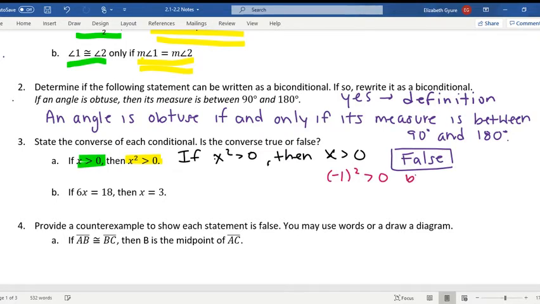But -1 is not greater than 0. So this is a false statement. And again, that's just one example. There are many.